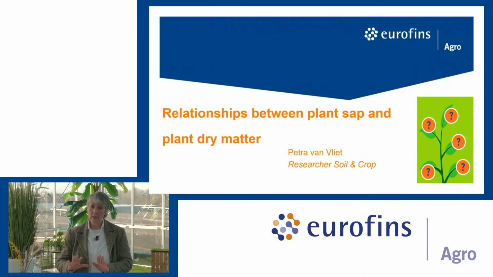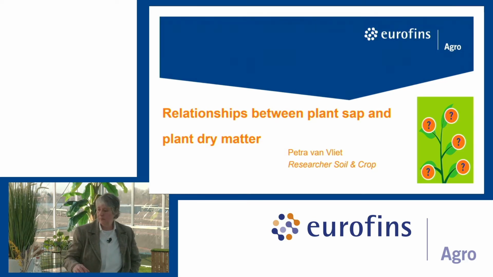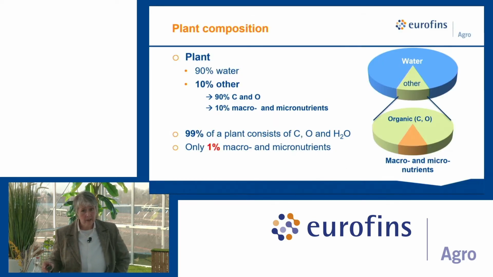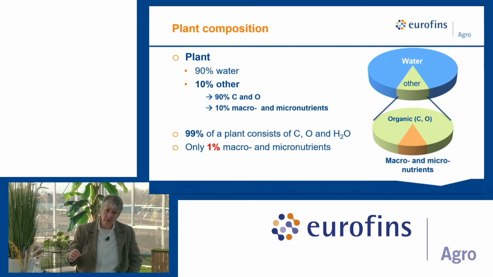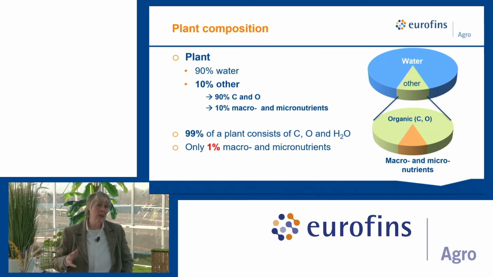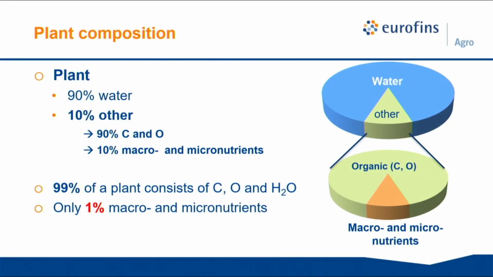Hello everybody, my name is Petra van Vliet and I work at Eurofins Agro, and I'm going to tell you something today about plant sap, plant dry matter and the relationship between the two. So let's get started. If you think about a plant, it consists of 90% of water and 10% of something else. And that 10% is 90% carbon and oxygen and 1% macro and micronutrients. So that's your nitrogen, your phosphorus, your magnesium, and your calcium.